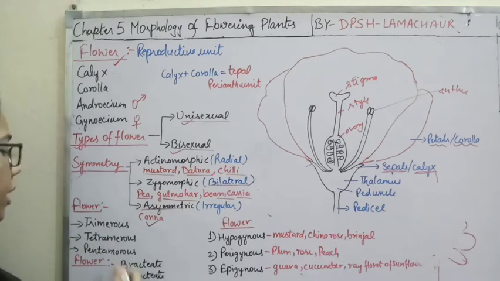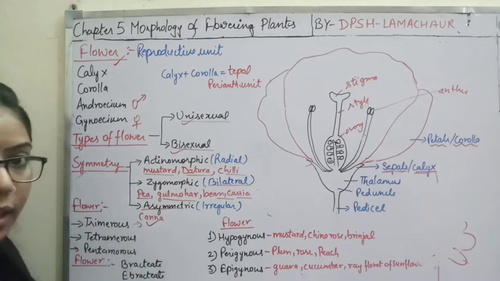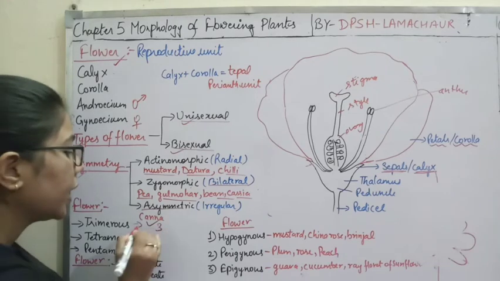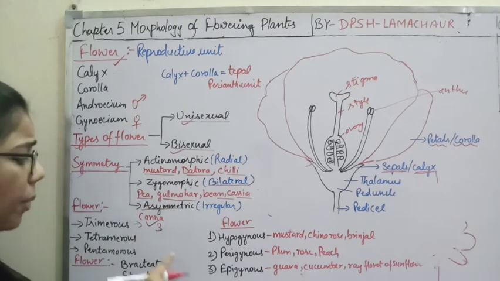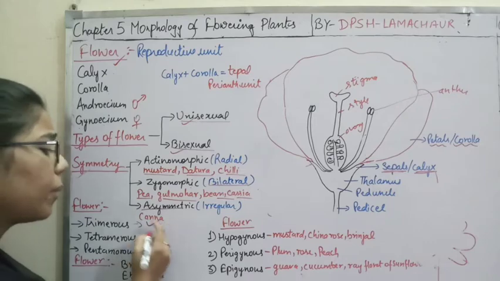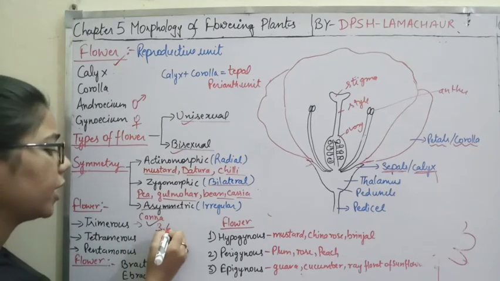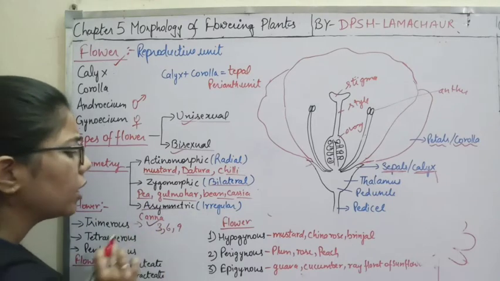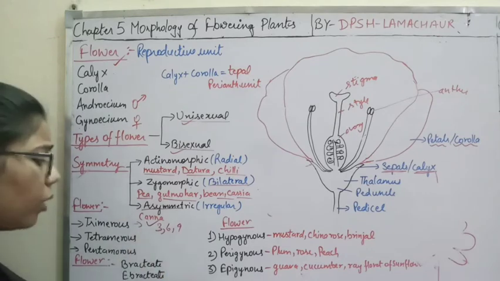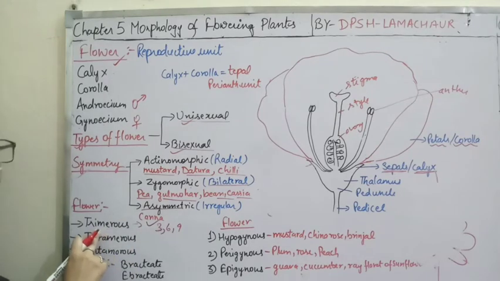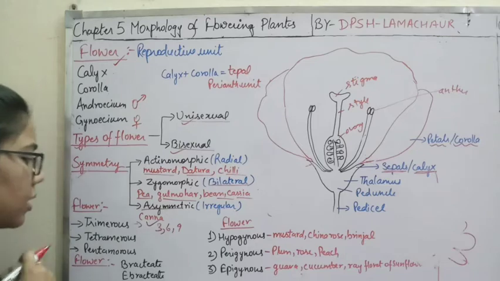The first one which we have discussed here is trimerous. Tri denotes what? 3. If we have external appendages 3 in number or a multiple of 3, that is 3, 6, 9, whatever, we will call it trimerous.